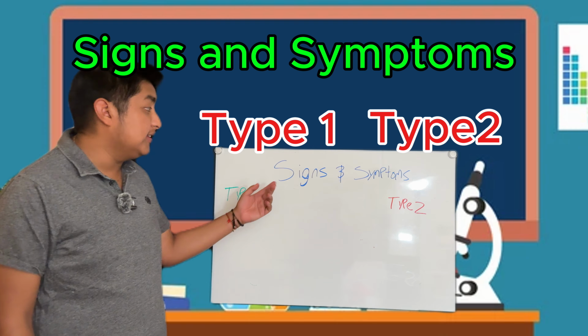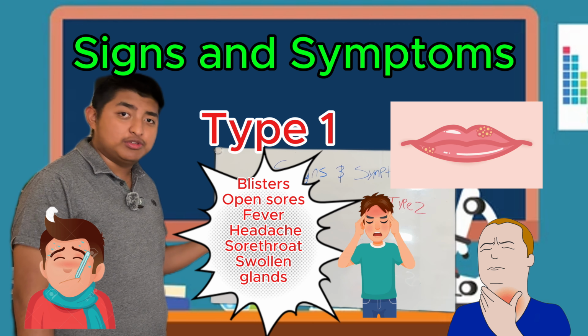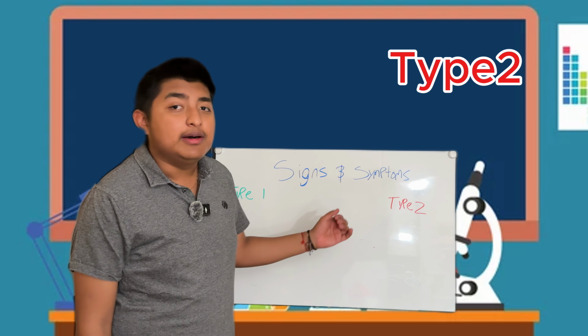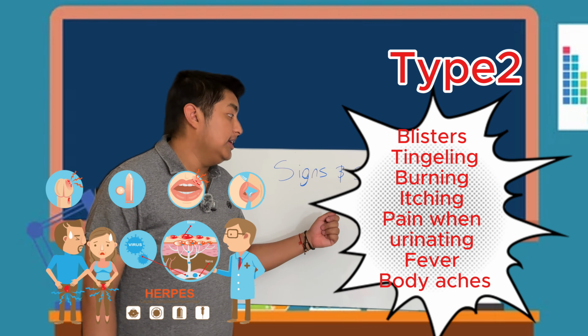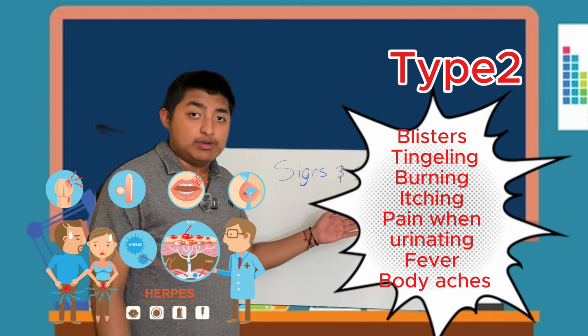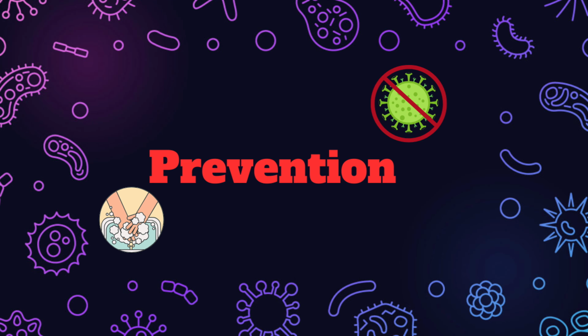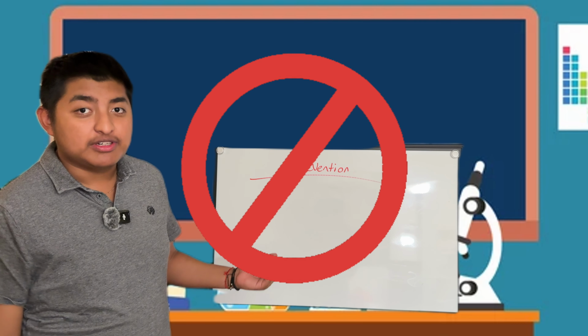We're going to talk about the signs and symptoms. For type 1, we have blisters, open sores, cold, fever, headaches. And for type 2, we have headaches as well as blisters, fever, itching, burning when peeing, and some pain in the genital area. Like I mentioned before, there's no cure for this virus, but there are some treatments.